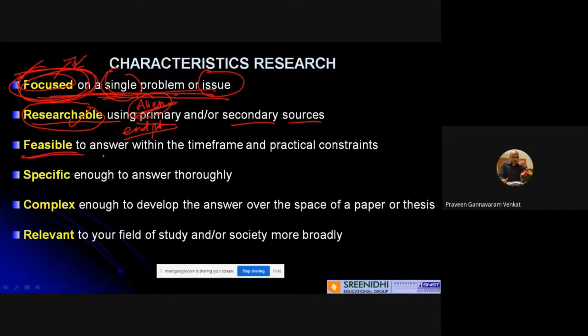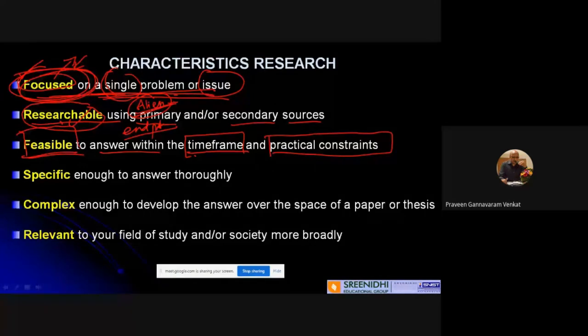feasible. It should be feasible to answer these questions within the time frame, and with the practical constraints. Feasibility is also most important, and it should have some practicality regarding our time frame and practical constraints. We may face many hurdles while pursuing our doctorate program. Within that time frame, we have to overcome these constraints. That is most important for a PhD candidate.